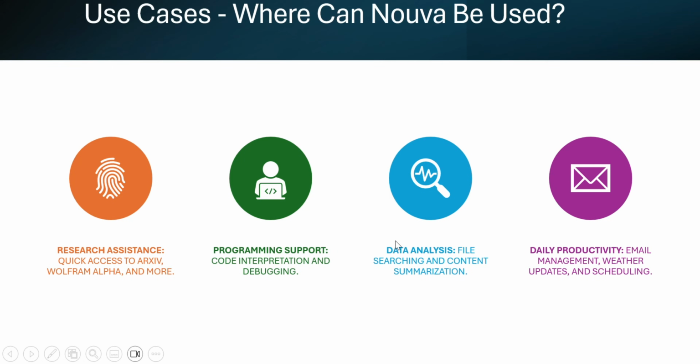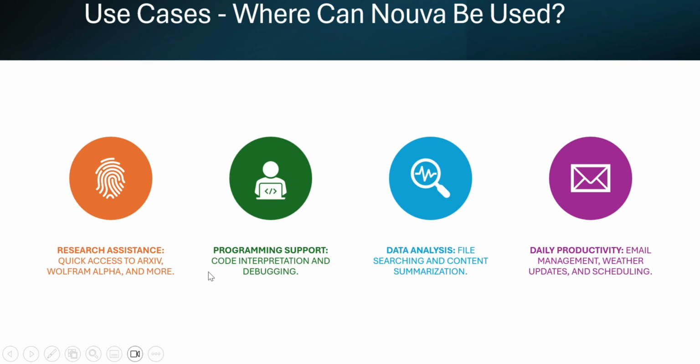Okay. So what are the use cases of this Nova? It can be a research assistant. We can add tools, like agents integrated with arXiv and Wolfram Alpha and more, for math stuff and for research papers.